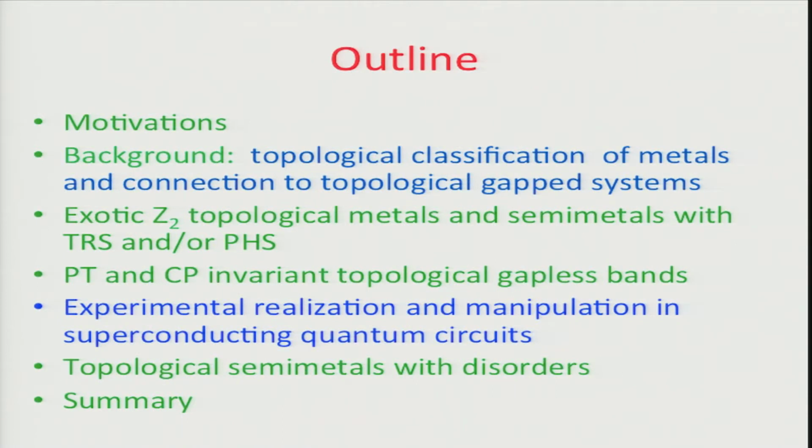Okay, this is an outline. First, I would like to talk about our motivations. Actually, we start from a different route, normally from Chern insulator, the integer quantum Hall effect. We actually start from other systems, like gapless helium 3A. So I will give some introduction to the background: what is the topological classification of the band and the connection to topological gapped systems. In particular, I will talk about some symmetry protected Z2 topological metals.